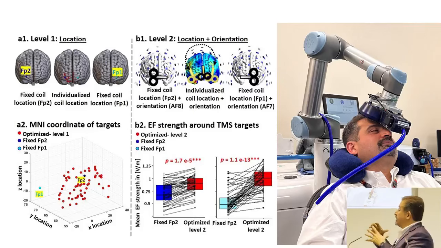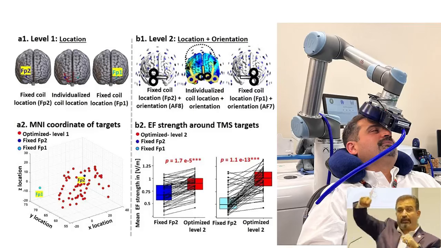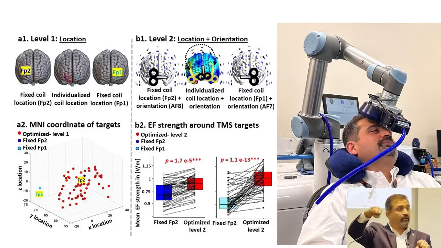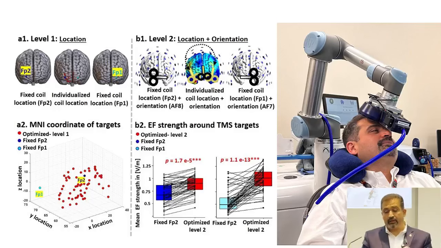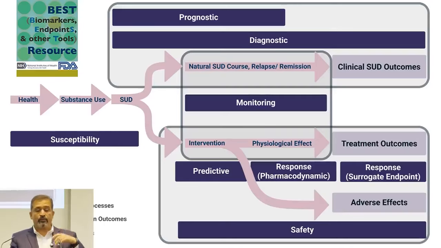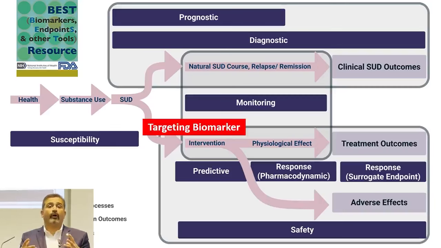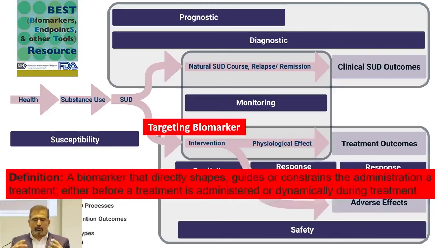And now we use robotic arm and robots to be able to find exactly the best target and do the stimulation exactly on the right target and individualized level. And also we optimize the dose. So now we are adding another level to the best guideline, and we call it target biomarker. And we are trying to even define what do we mean by target biomarker.